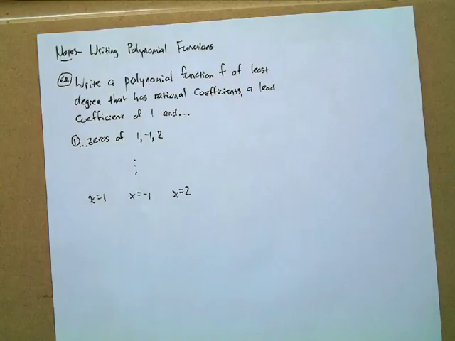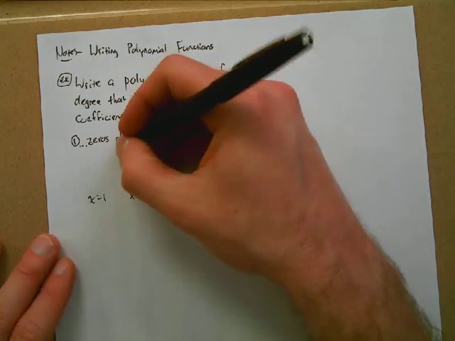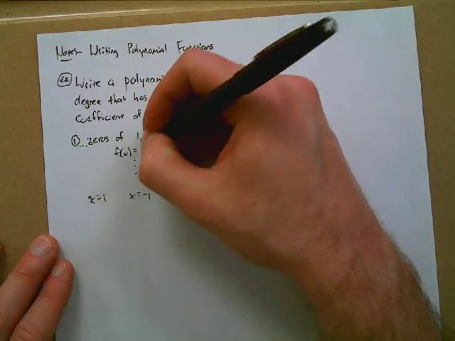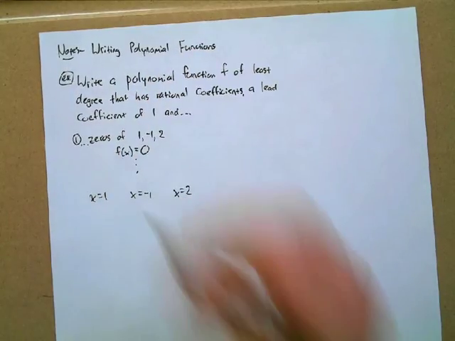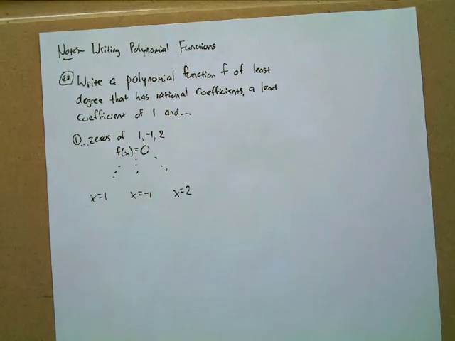We've got some polynomial, f of x, and when it's equal to 0, that results in these 3 zeros. We want to come up with what that original polynomial might be.